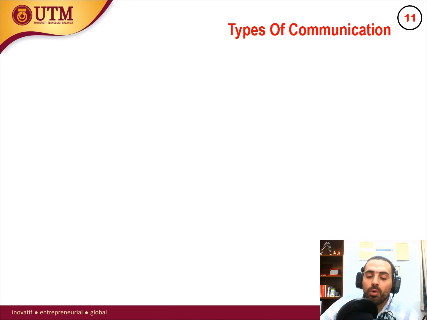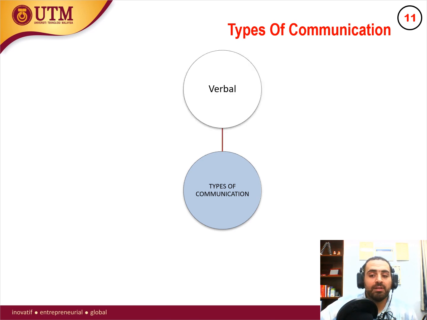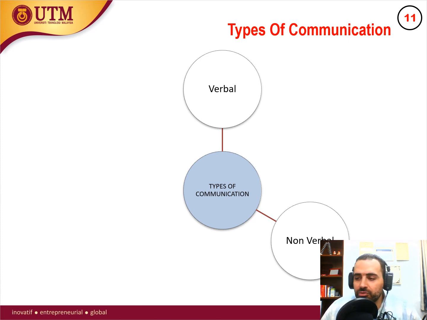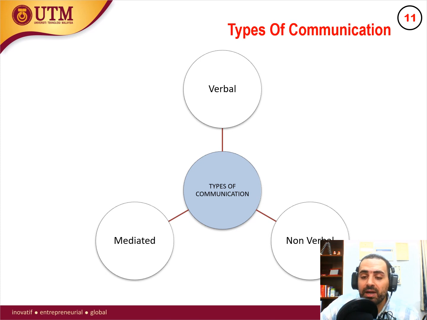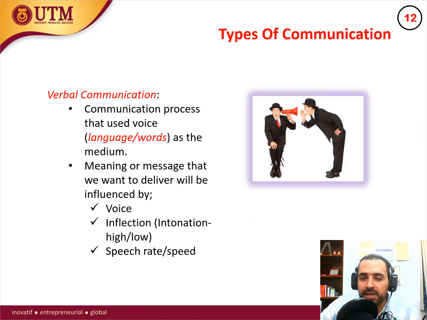All right, let's see what types of communication we have. We have the verbal, which is the most common communication that we do in our lives, which is talking, speaking to each other. And then we have non-verbal, which could be body language, which could be just looking at somebody and so on. And then we have the mediated, and we are going to talk about each one of these types and the relation of these types to the communication process.